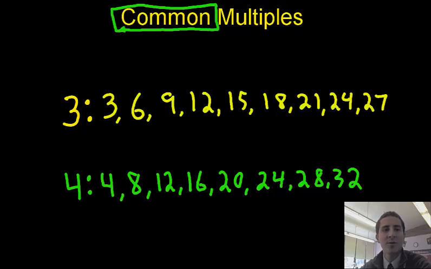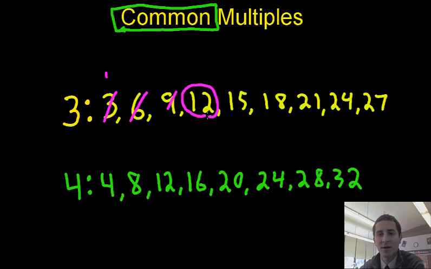And now what we're doing when we find common multiples is we just want to find out which numbers they have in common. So I start looking. I'll just start at the 3. Does my multiples of 4 have a 3? No. Does my multiples of 4 have a 6 down here? No. Do they have a 9? No. They do have a 12. So 12 is our first common multiple of 3 and 4 because it's a multiple of both of the numbers.